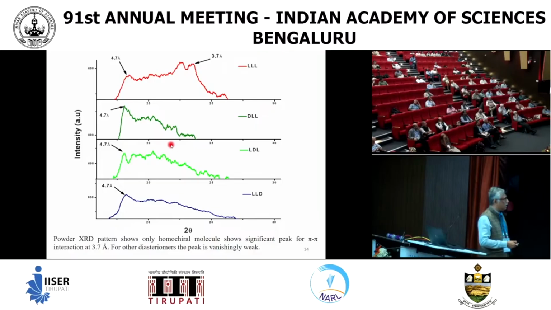So why is it so? We took a closer look at the structures from the XRD data. That's 4.7 angstrom, a typical distance between two cross beta sheets, so they all form cross beta sheets. But here there's a 3.7 angstrom distance. That's the centroid-to-centroid distance of two phenylalanines stacked together.